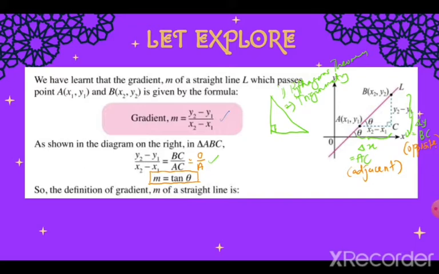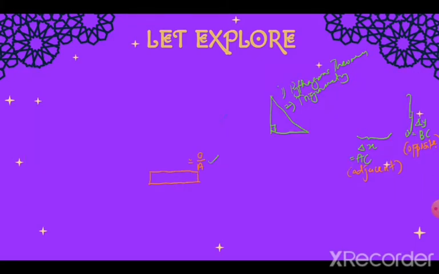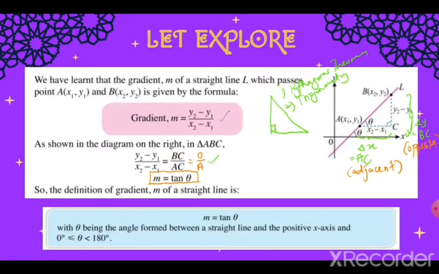Okay, so the definition of gradient m of a straight line is, m equals tangent theta, with theta being the angle formed between a straight line and the positive x-axis. The theta is between 0 and 180 degrees. Okay, so it is in quadrant 1 and quadrant 2.